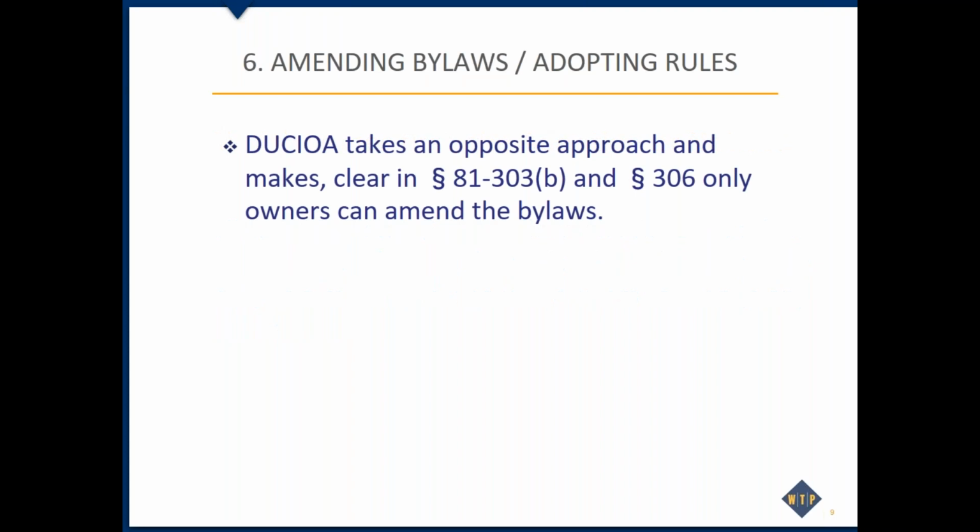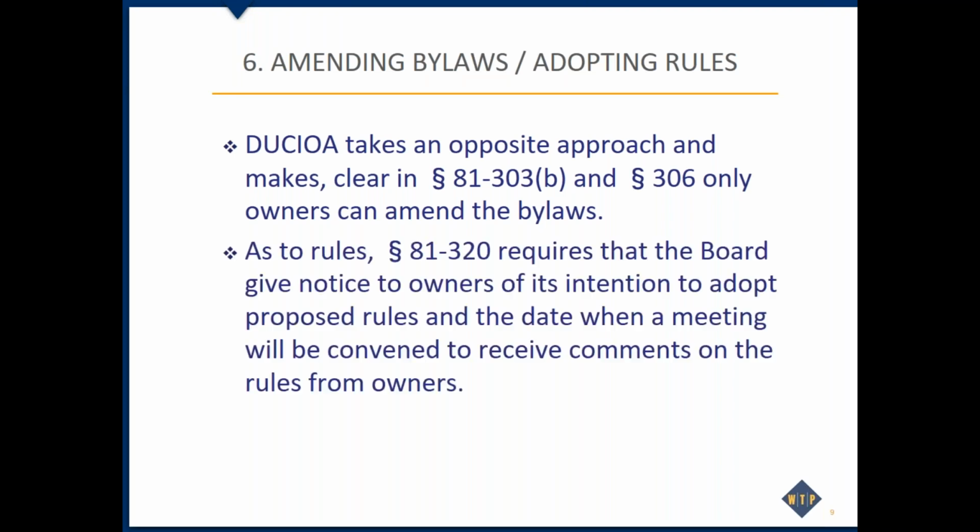Well, believe it or not, the new statute takes a different approach. And so what that means is it kind of upends that process. It takes an opposite approach. And essentially in Sections 303 and 306 of the Kiowa statute, it requires that the board of directors gives notice to owners of their intention to adopt a rule. And then essentially what has to happen is there has to be a notice of a meeting for the owners to show up and give the board of directors comments on what's being proposed to be changed.